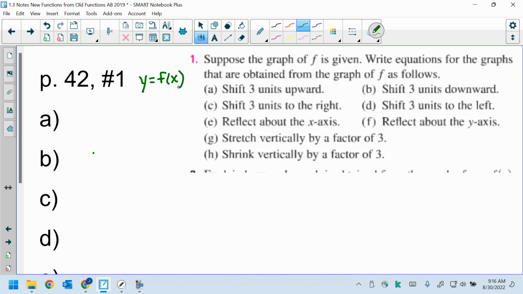Now, if I want to shift this thing 3 units upward, upward is vertical, and vertical is outside the parentheses. So I'm going to say y is equal to f of x, and let's not do anything in parentheses. Let's do exactly what we would expect outside the parentheses. That is going to move the graph of f of x up 3 units. Whatever you do outside of parentheses is exactly what you would expect. If I want to shift 3 units downward, that's vertical. That's outside the parentheses. That is exactly what you'd expect.